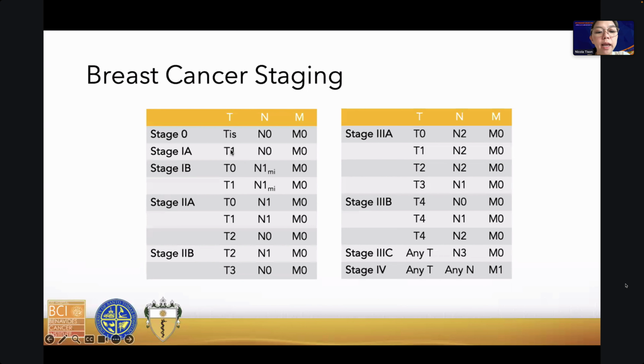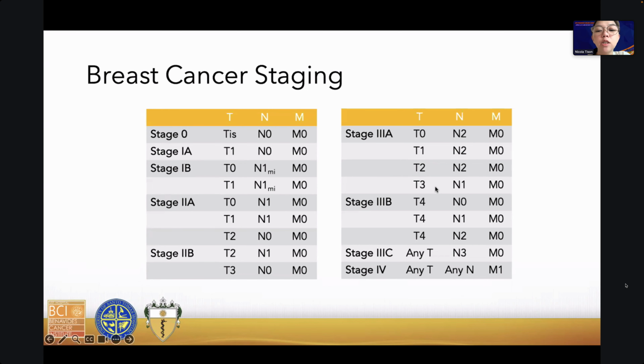So a T1N1, you skip 1B, like I said, T1N1 would be a stage 2A. T2N1 would be a stage 2B. Now, let's skip that for now. Stage 4 is any patient who has distant metastasis. Stage 3C is any patient who has N3 disease. Stage 3B is any patient who is T4. And stage 3A is any patient who is N2.